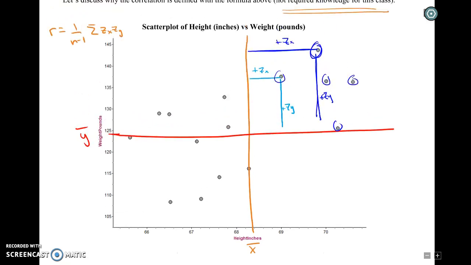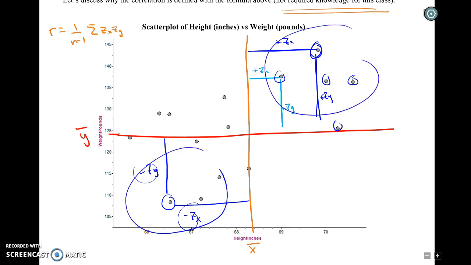Well, what about these ones down here? This point is a pretty strong contributor to a positive relationship. It's going to have a pretty big negative z-score for the x variable, and a pretty big negative z-score for the y variable. And what happens if you take the product of these two negatives? You get another positive value. So all of these values are contributing positive products to this sum.